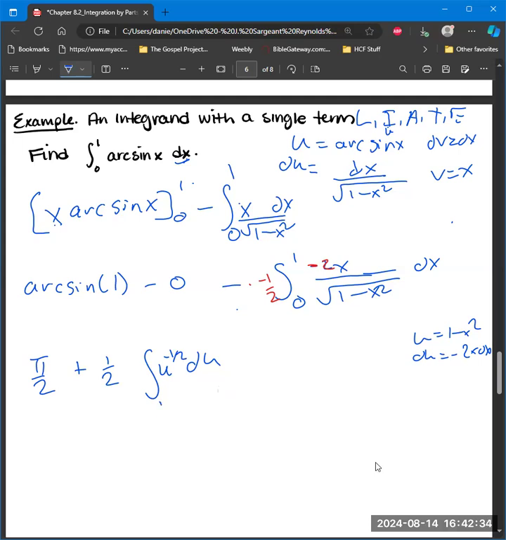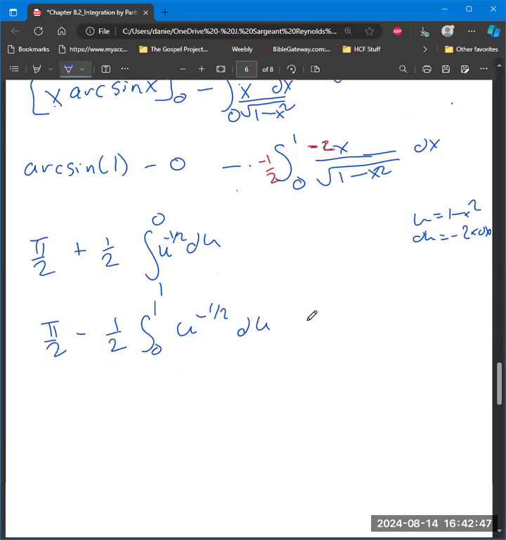1 minus 0 is 1. 1 minus 1 is 0. So let's go ahead and change those limits there. Change everything to the u world.